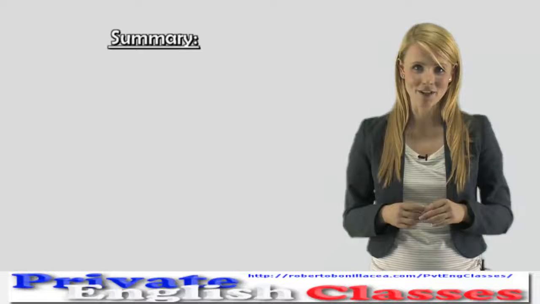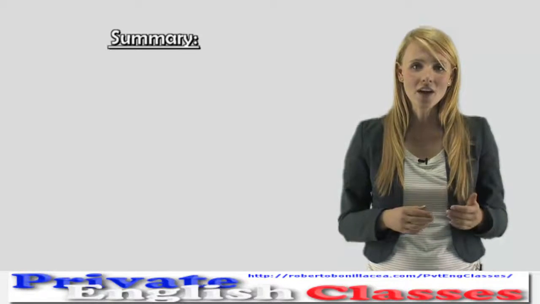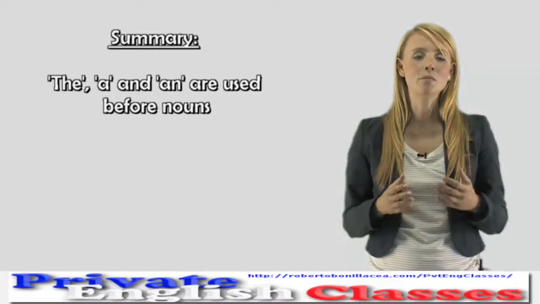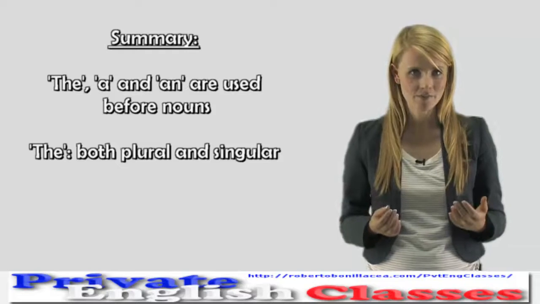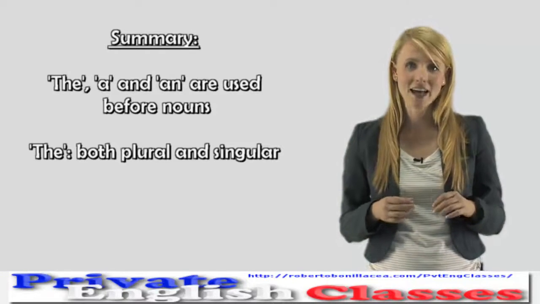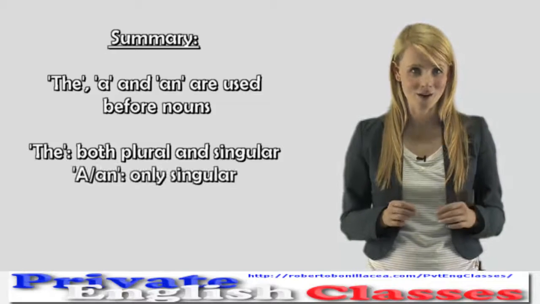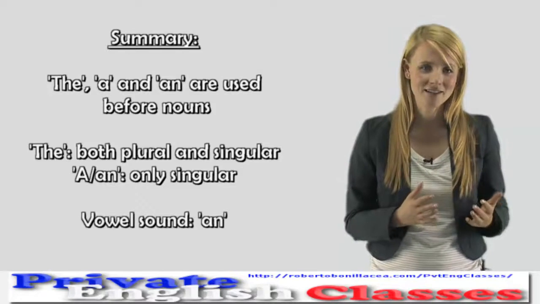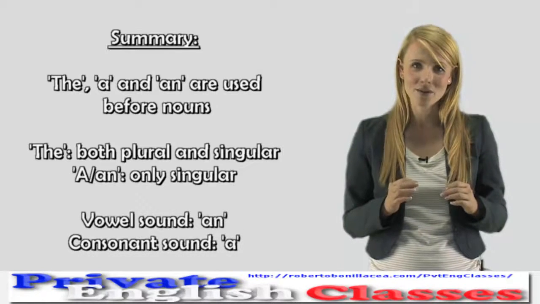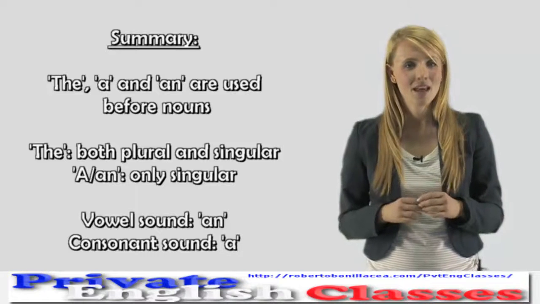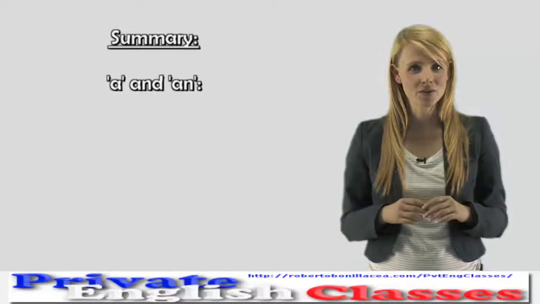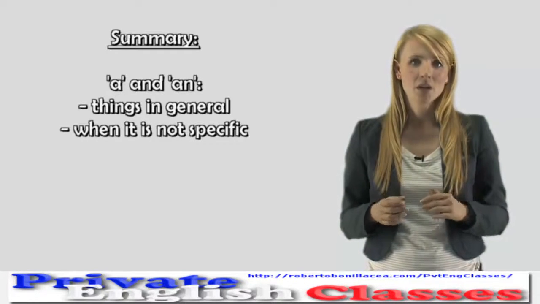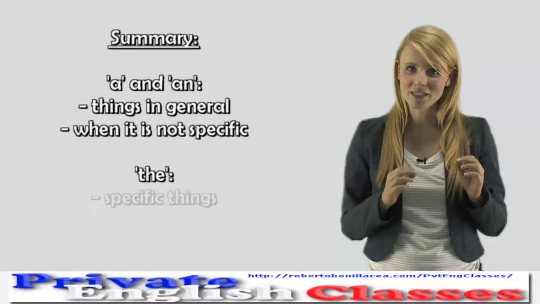Let me give a short summary. You use the, a and an before nouns. The can be used for both plural and singular, but a and an can only be used for singular words. Words beginning with a vowel sound get an, and words with a consonant sound will get a. A or an are usually used to talk about things in general, or when it is not specific. Use the when you are talking about specific things.